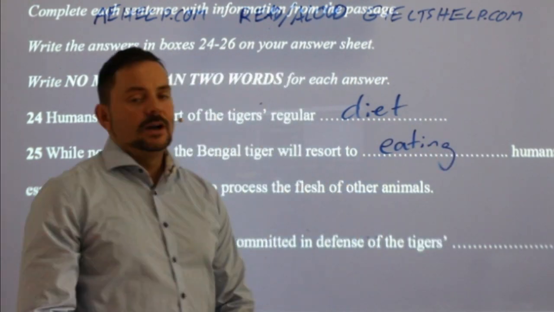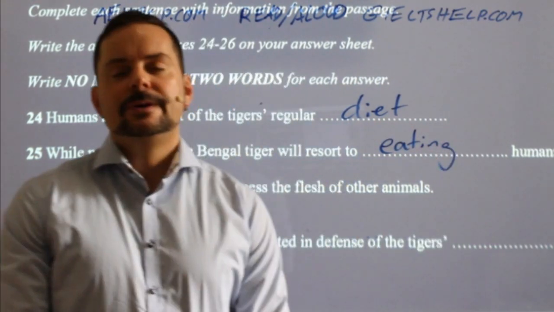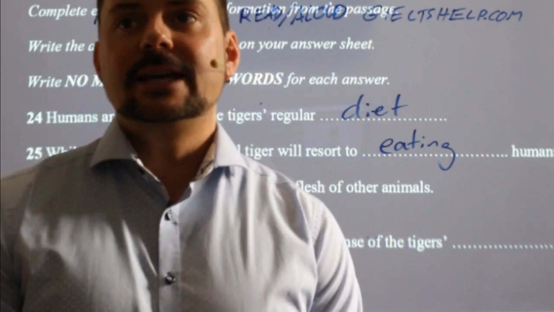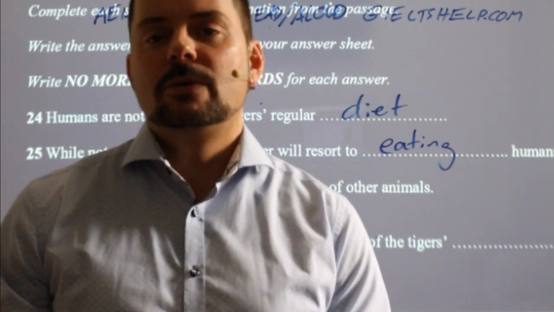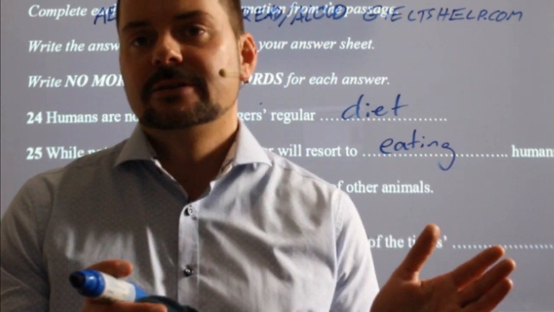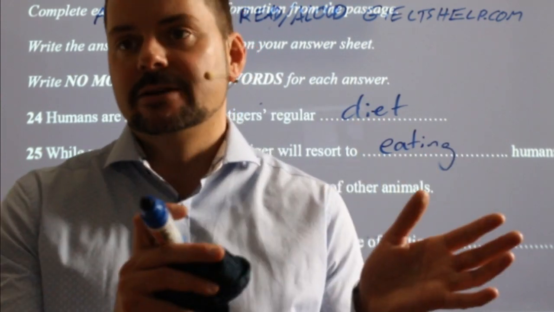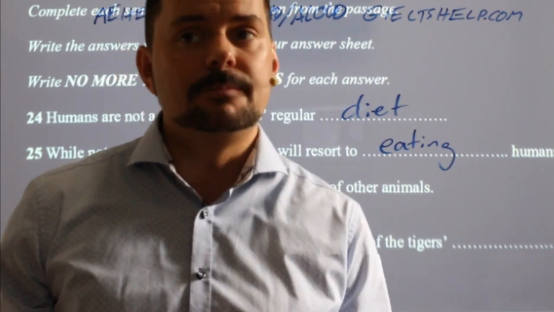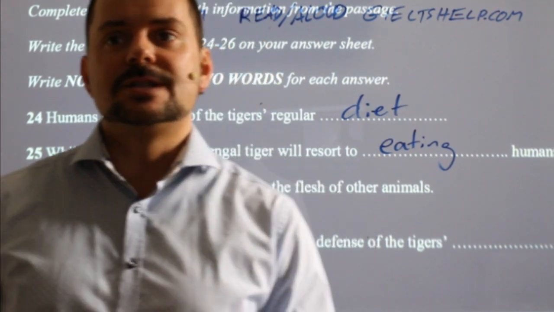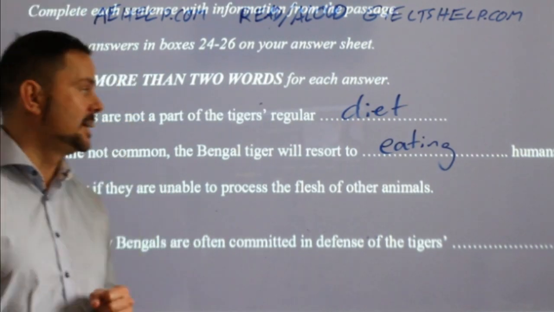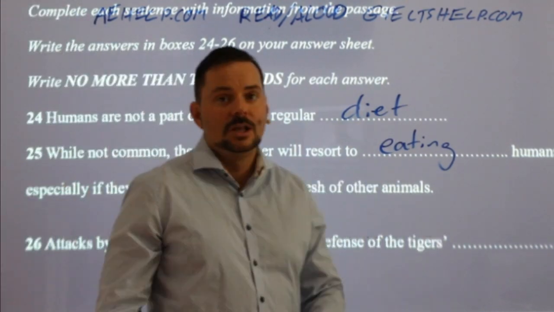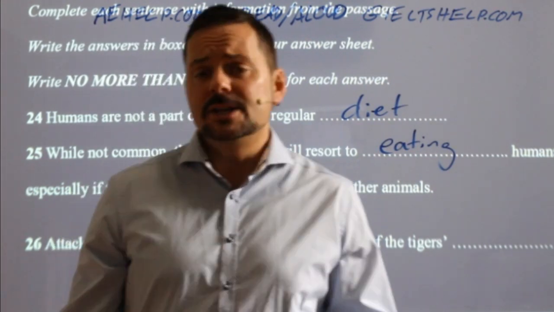Okay? They don't just hunt them, they eat them. Attacking, hunting, that's all what happens before the eating. What's more important is the eating. Think about, again, if you don't know, it seems simple, go back and check where it says this, but it's eating. Okay, so while not common, the Bengal tiger will resort to eating humans. Not necessarily kill them, right?